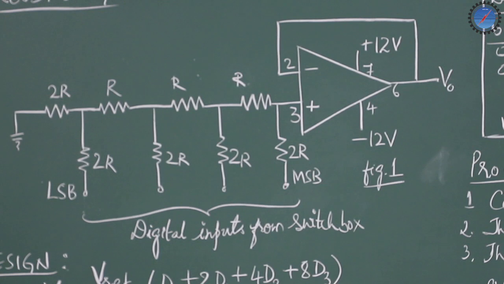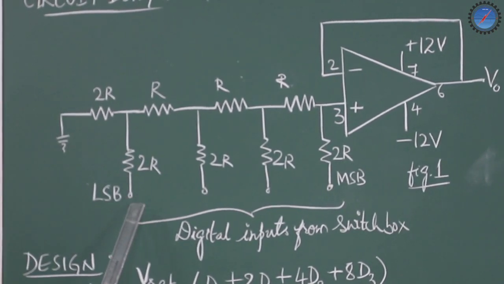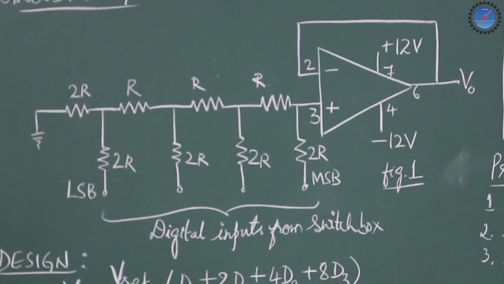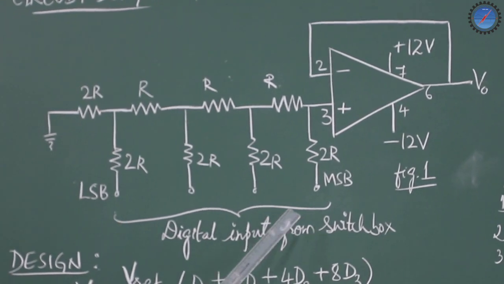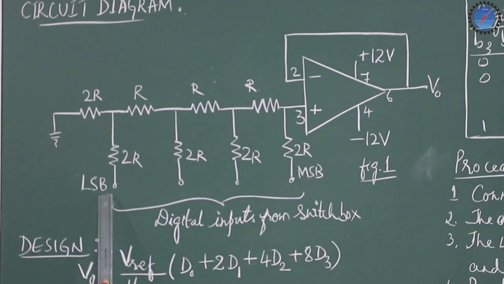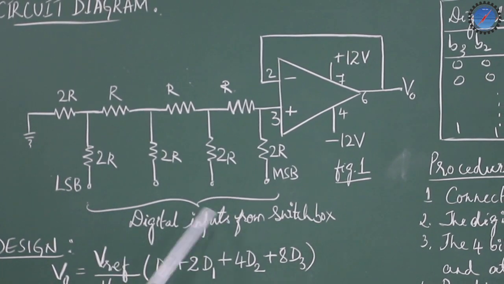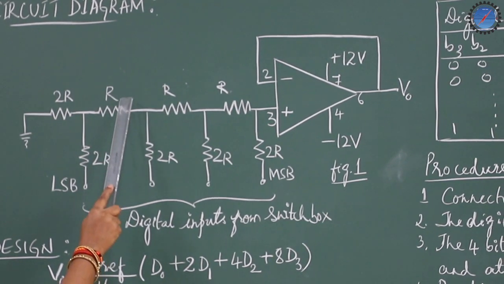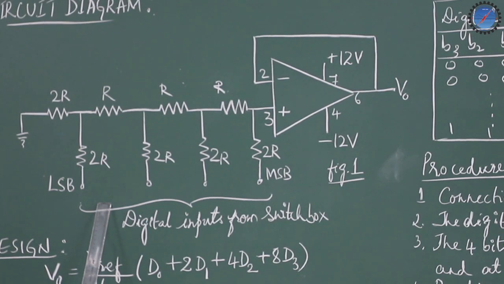If you want to apply high input, then apply plus 5 volts. If you want to make the input bit 0, then you ground it. So this consists of 4 digital inputs now, and irrespective of the number of inputs, you are going to have only 2 resistor values, R and 2R.